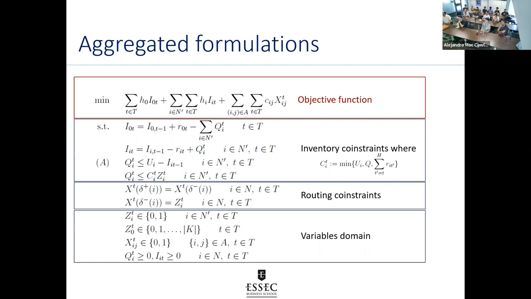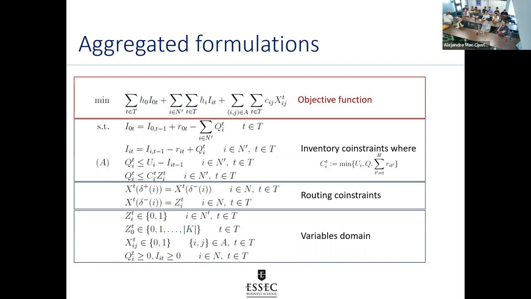Okay, so the first block of constraints is about defining the inventory level. The first two constraints define the inventory level at the supplier, the first one, and at each customer, the second class of constraints. The last two constraints in the first block define the maximum inventory capacity at each customer, and they link the quantity variables Q with the visiting variables Z. Then we have a block of constraints which I call routing constraints, which are degree constraints. In terms of arc variables, the in degree has to be equal to the out degree for each vertex in each day, and it has to correspond to the visiting variable Z. And finally, we have the constraints defining variables only.